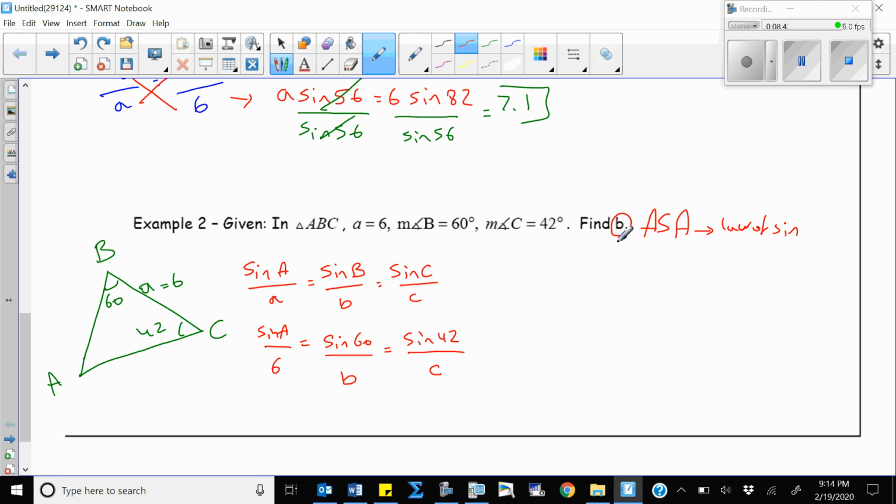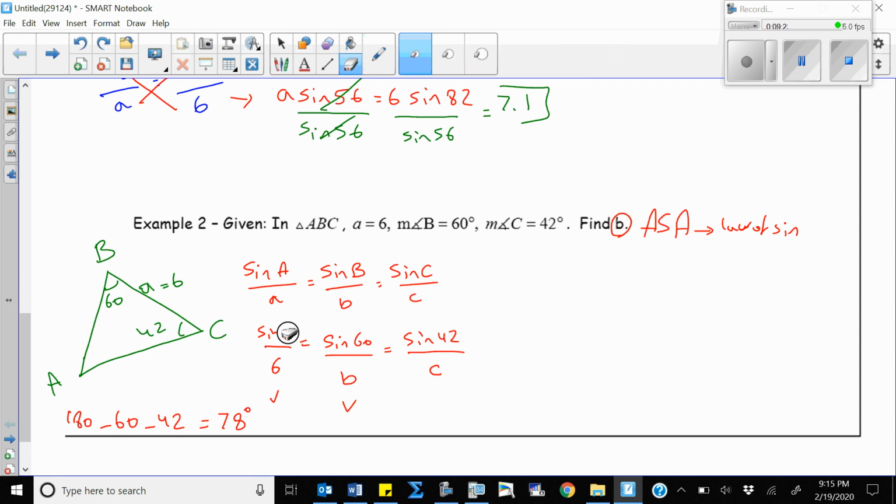Our goal is to find side B. So I have to use this part of the equation. Now, if I choose this part of the equation, sine of 42 divided by C, I cannot solve for B because I have another unknown variable. But if I use this one, this is going to be helpful because I can easily find angle A here. So 180 minus 60 minus 42. This will be 102, 180 minus 102, it's 78 degrees. So angle A is 78 degrees.